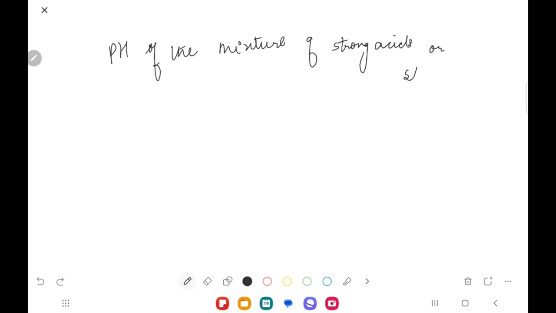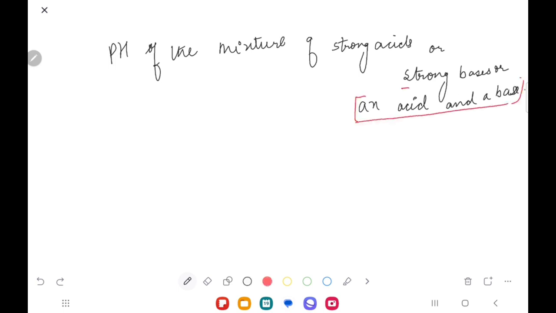The pH of the mixture. Okay, today we're going to find out the pH of the mixture of strong acids or strong bases, or an acid and a base. You understand? All right.